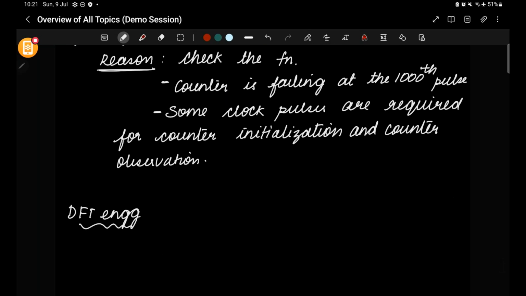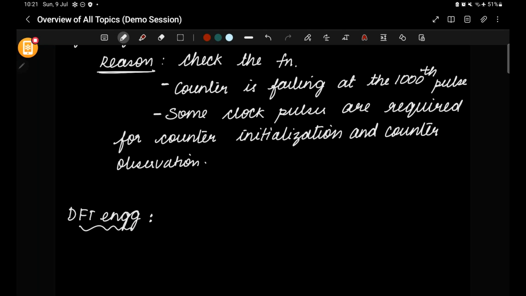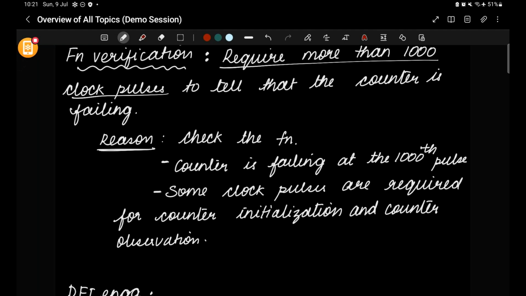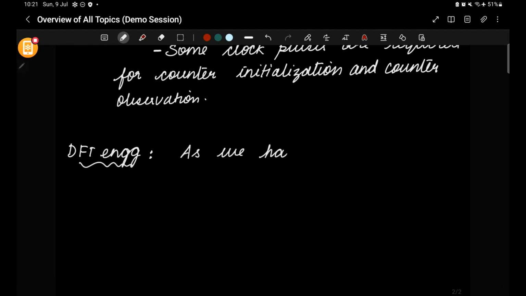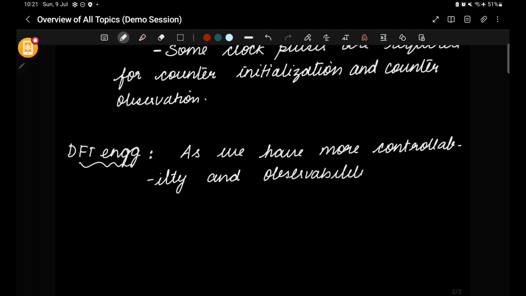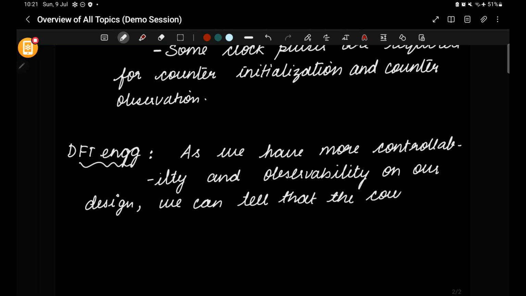DFT engineers can tell that the counter is failing, as we have more controllability and observability on our design, in approximately 100 clock pulses.